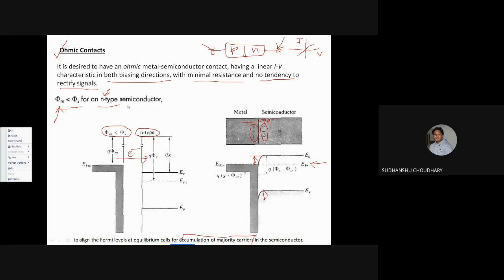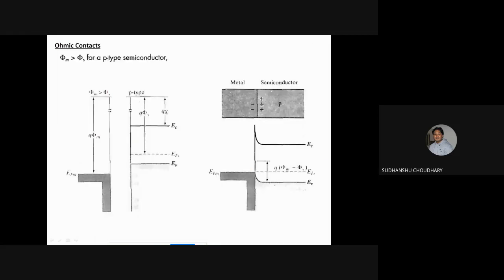Now that was the case for N-type semiconductor and metal contact. Now similarly, an ohmic contact can be formed by a P-type semiconductor and a metal. So which is being shown over here. So here an ohmic contact is formed between a P-type semiconductor and a metal.